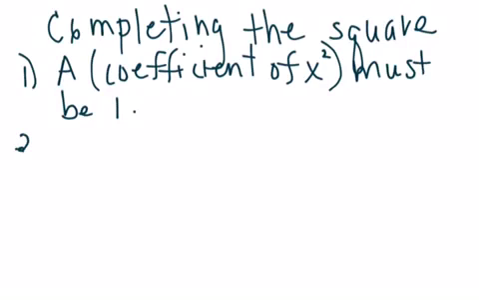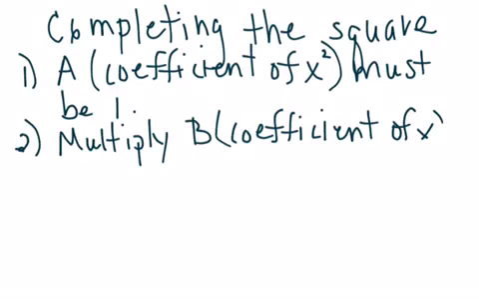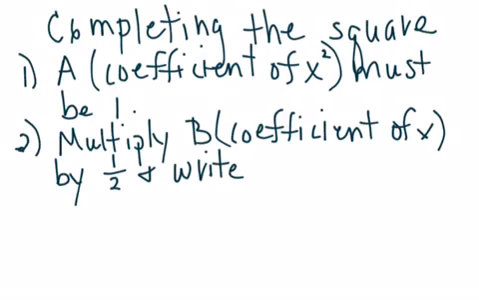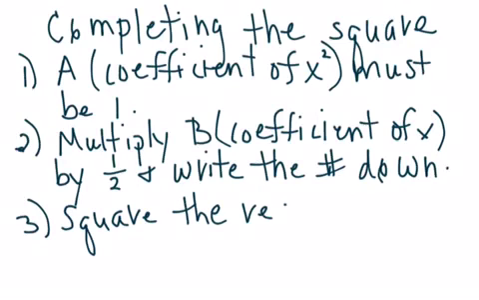Second step, multiply B, which is the coefficient of x, by 1/2, and write the number down. Step 3, square the result of number 2.